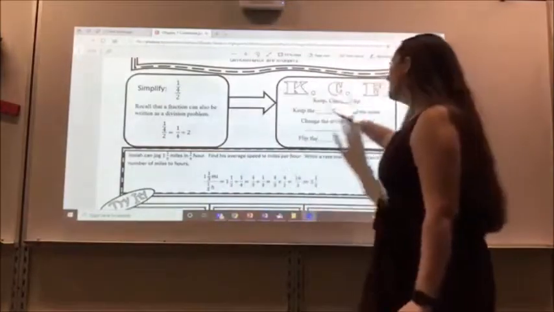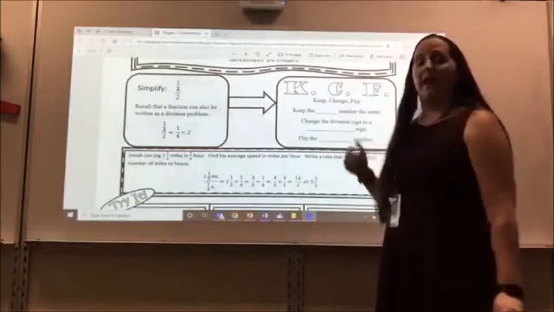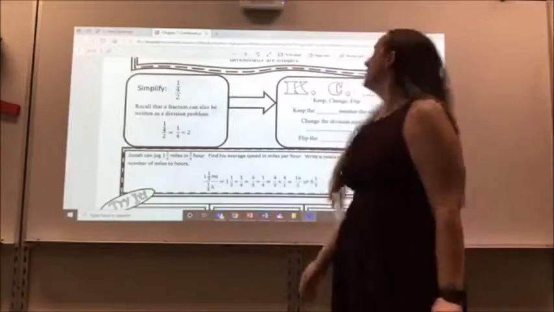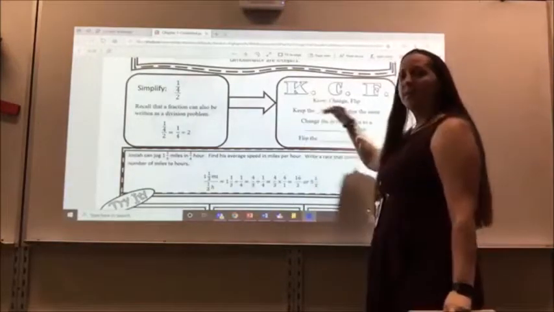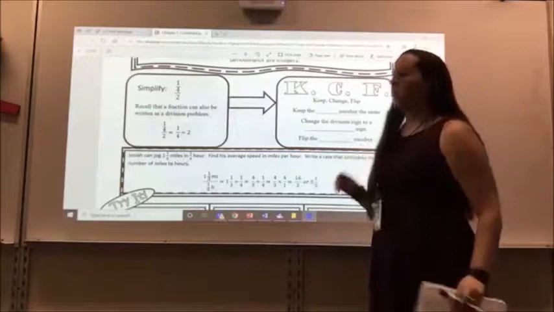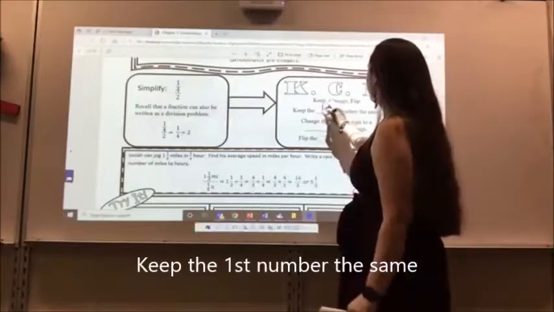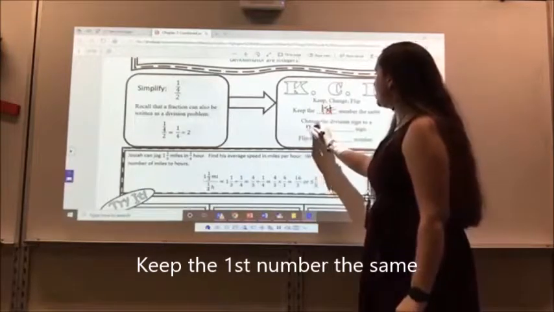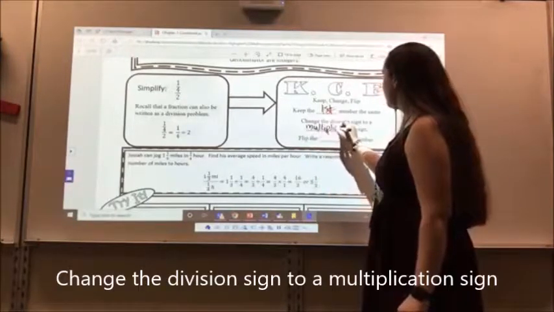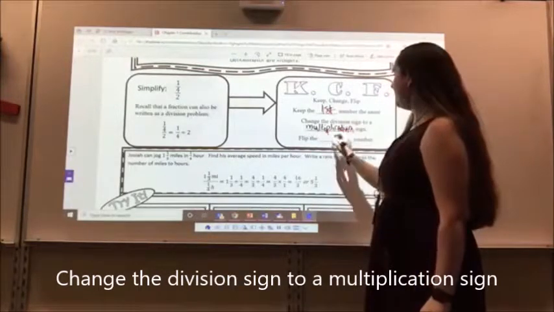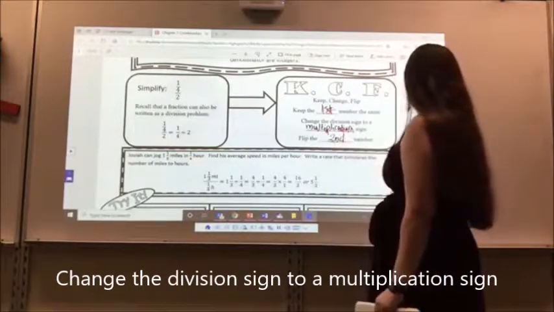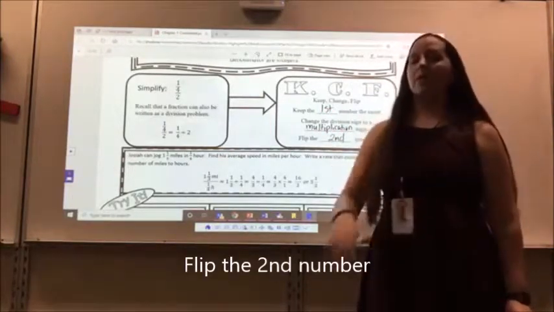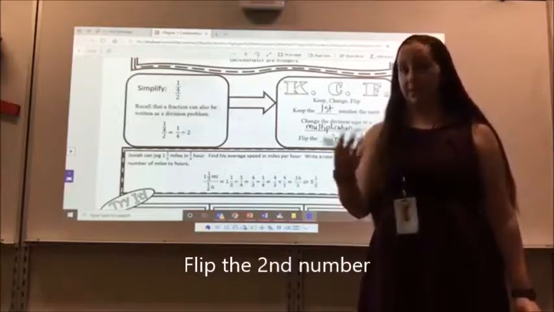Now here comes KCF. KCF does not stand for Kentucky Fried Chicken. That's KFC, totally different thing. KCF is keep, change, flip. I keep the first number the same. I change the division sign to multiplication. And then I flip the second number. Very important that you're flipping the second number, not just flipping a fraction. You want to flip the second number.